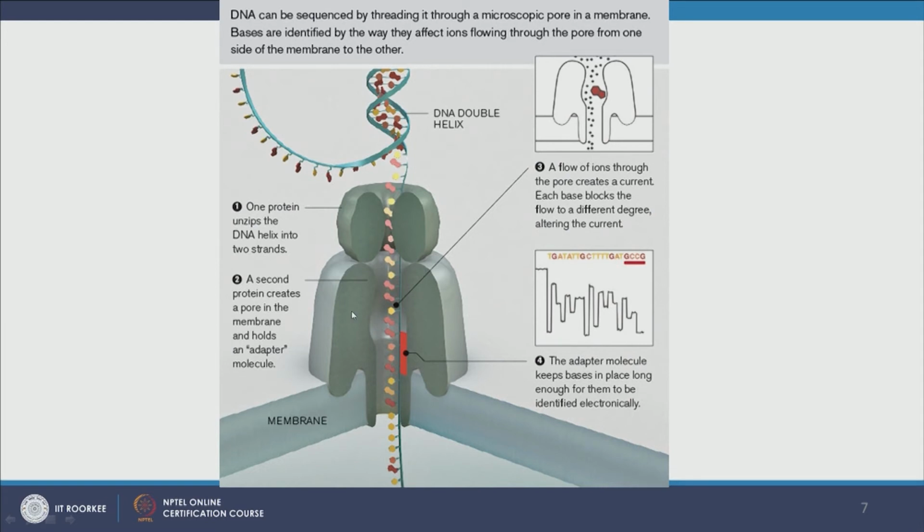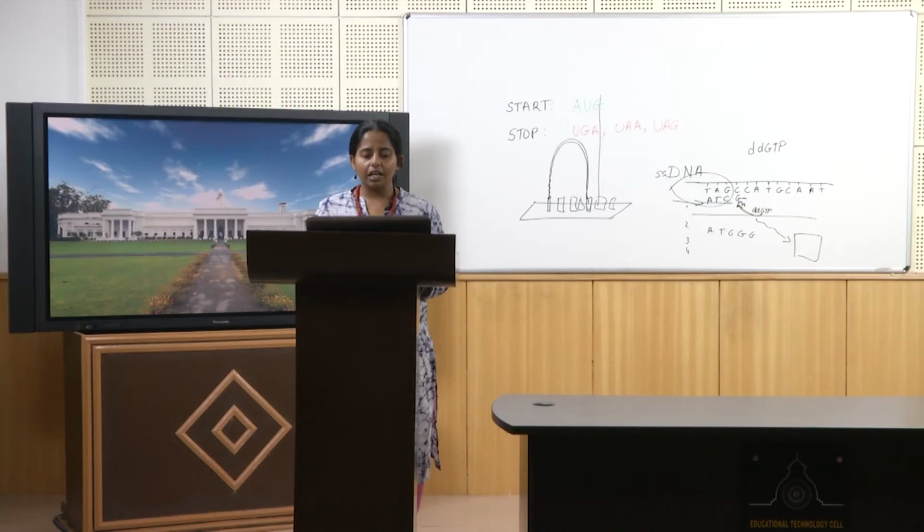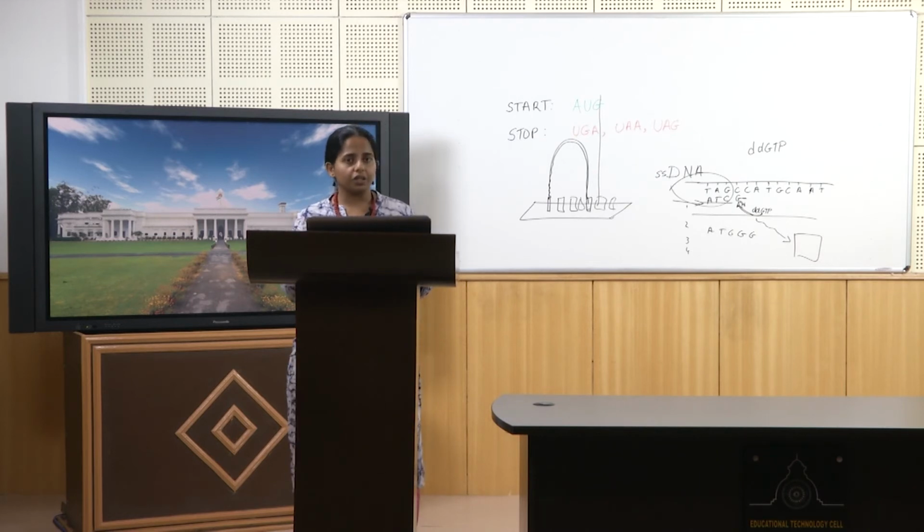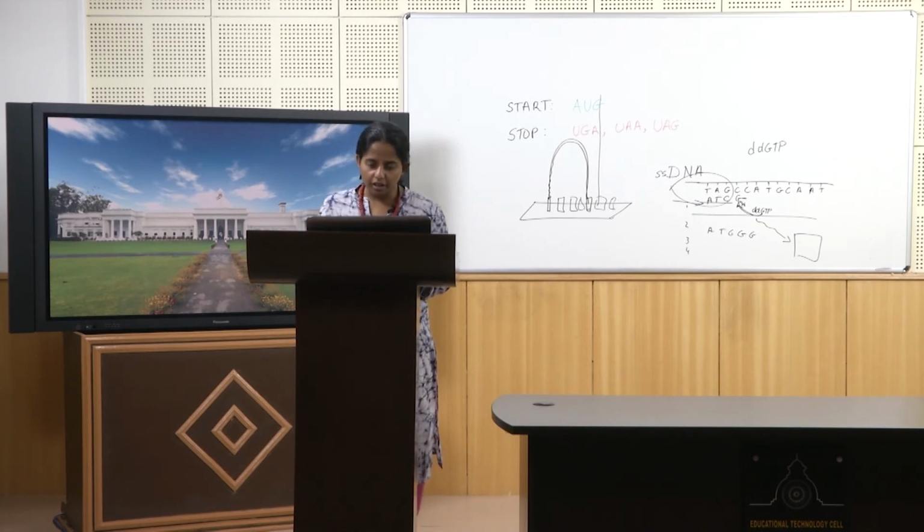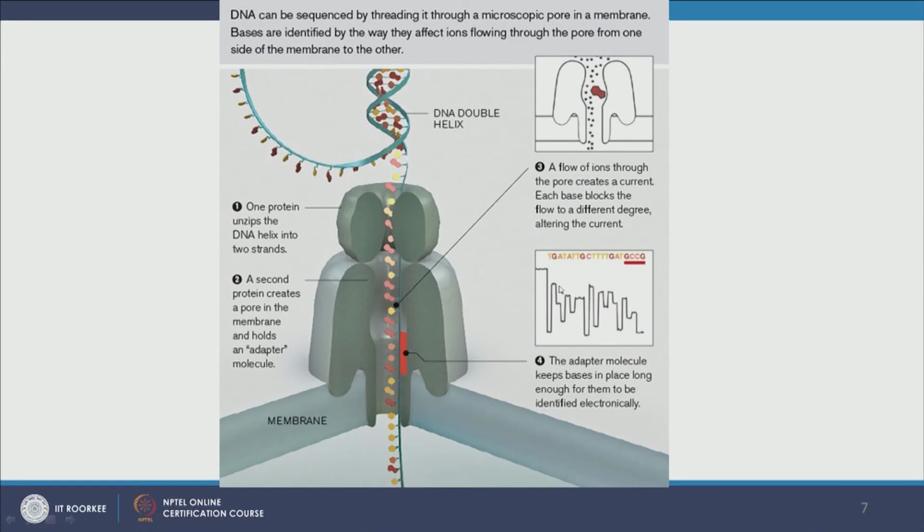So current is basically flow of electrons or flow of ions, and each base as it passes will block the flow. Now A, T, G, C, all of them block the flow to different degrees. By looking at this impedance, this blockage in flow, we know what was present. So if you look at this spectrograph here, we notice T has the highest block, G blocks this much. So every time I notice this amount of blocking, I notice G. Every time I notice this amount of blocking, I notice T.